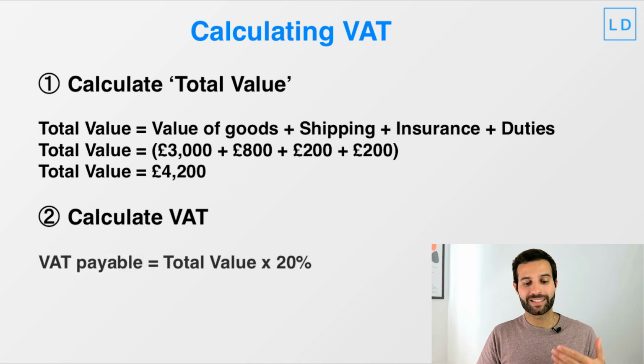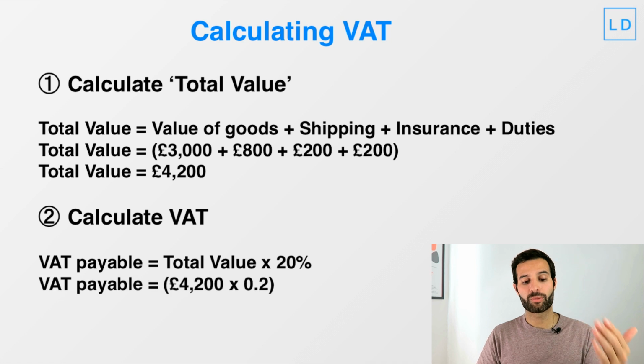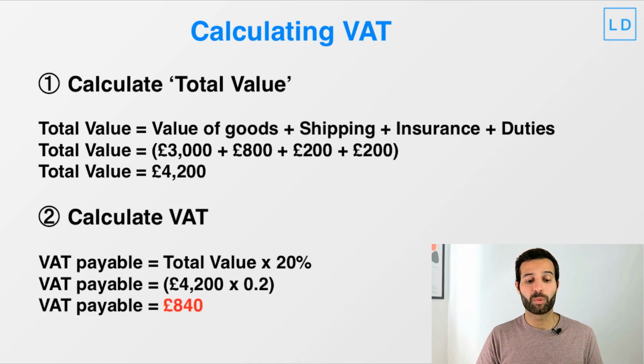Once we know that, step number two is to actually calculate the VAT. So the VAT payable is simply the total value, so £4,200 times by 20%, so times 0.2. That means the VAT payable in this example would be £840. Now this is where a lot of people calculate this wrong. They think that the VAT is calculated at 20% of the CIF value, so just the value of the goods, shipping and insurance.